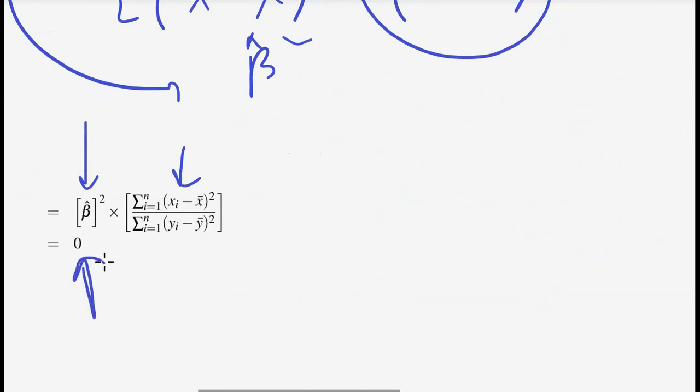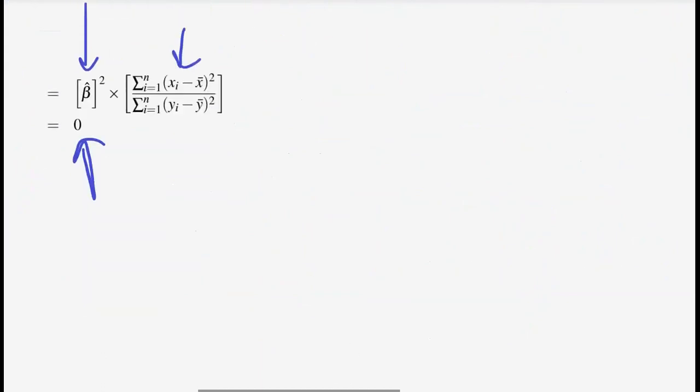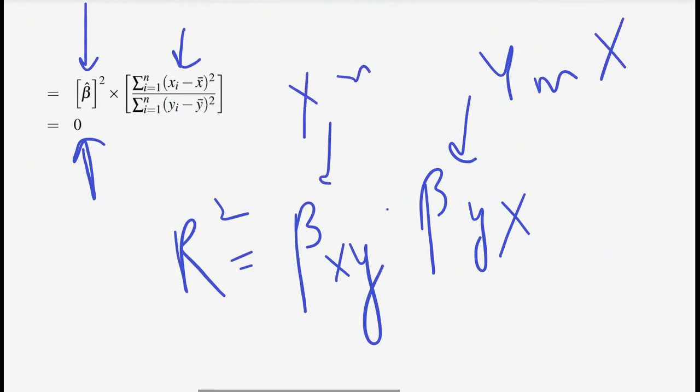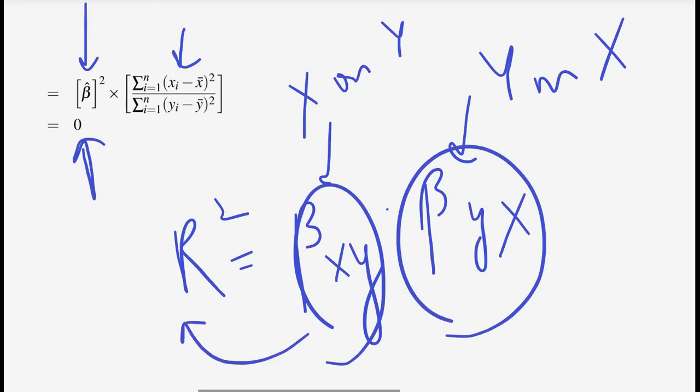There is another simple thing to do. This is a derivation, but if you try and solve it, you would see that r square is nothing but beta xy into beta yx, right? This is when y is regressed on x, and this is when x is regressed on y. You multiply the two betas and you will get this r square. So therefore, if one of them is 0, it automatically means that there is no relationship between x and y. R square tends to be 0. Okay, thank you.